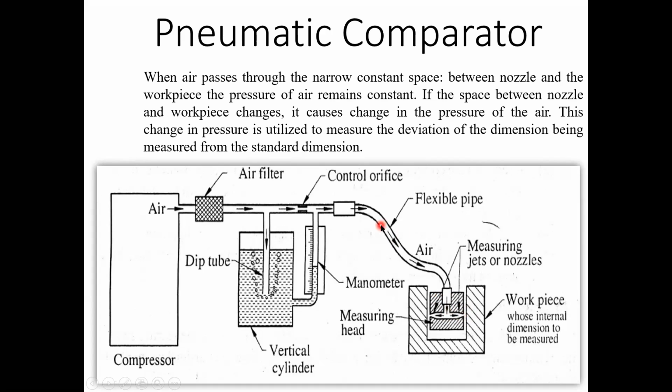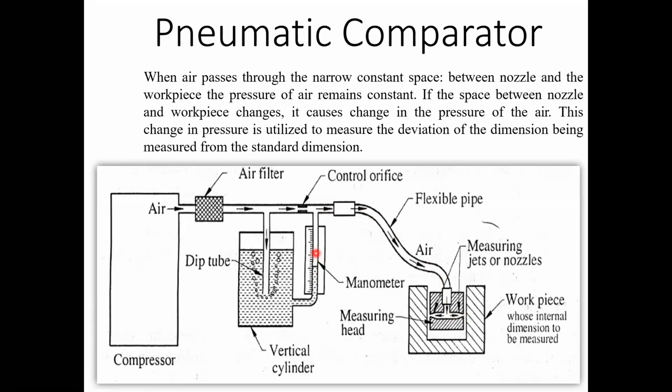Through the measuring jets, the compressed air at constant pressure simply enters here, and it passes through these nozzles towards the inner surface of the cylindrical workpiece. Based on the clearance between the inner surface of the workpiece and this measuring head, back pressure will increase. Because of this back pressure, the compressed air returns back and enters into the manometer in order to lower the water level in this manometer tube.